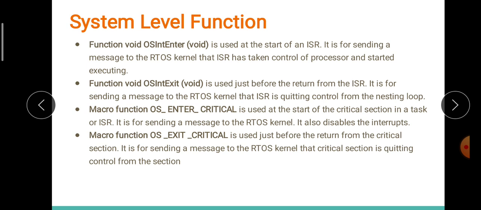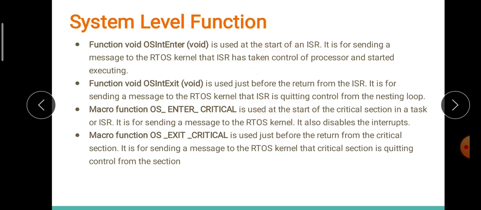So these are the four functions: entering and exiting your ISR, entering and exiting your critical section. When you enter your critical section, other interrupts are disabled. When you are about to exit your critical section, other interrupts are enabled. So these are the four things that happen when you are controlling an ISR, right? So this was your second system level function.